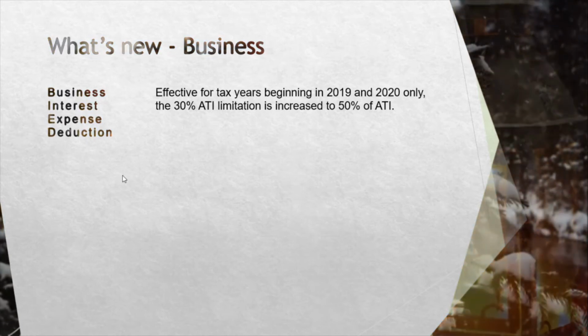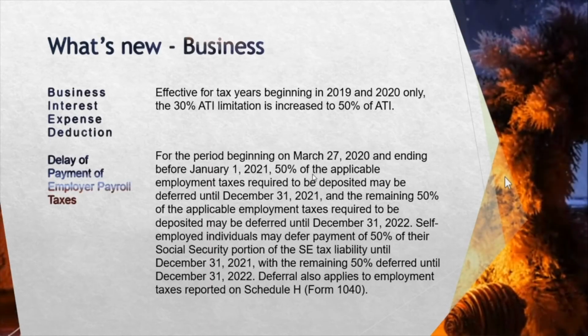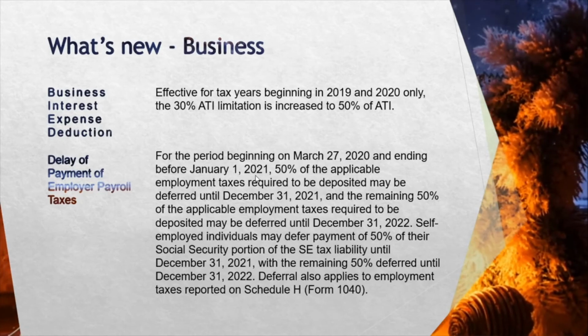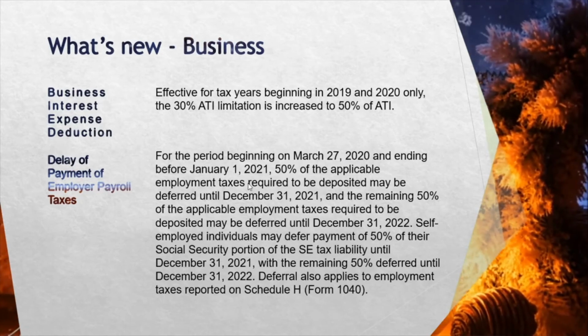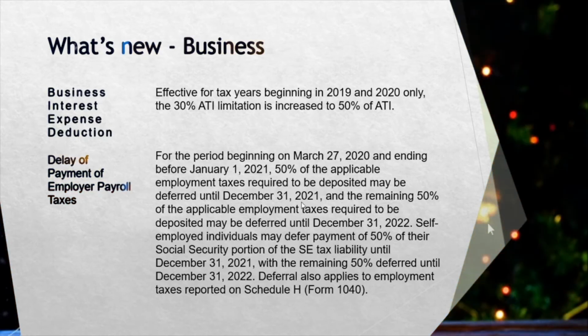Now let's go to delay of payment of employer payroll taxes. For the period beginning March 27, 2020 and ending before January 1, 2021, 50% of the applicable employment tax required to be deposited may be deferred until December 31, 2021. The remaining 50% of the applicable employment tax required to be deposited may be deferred until December 31, 2022.